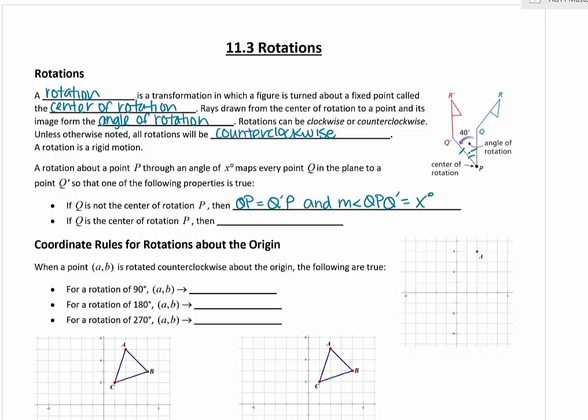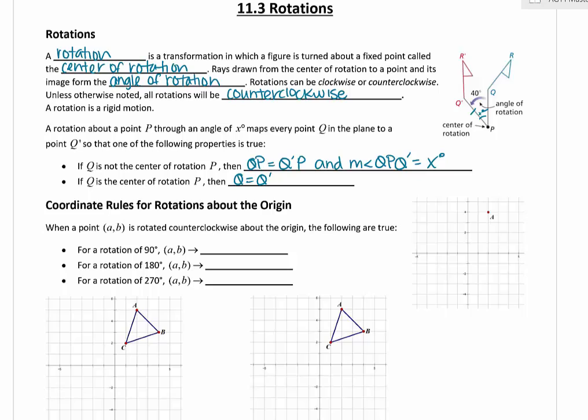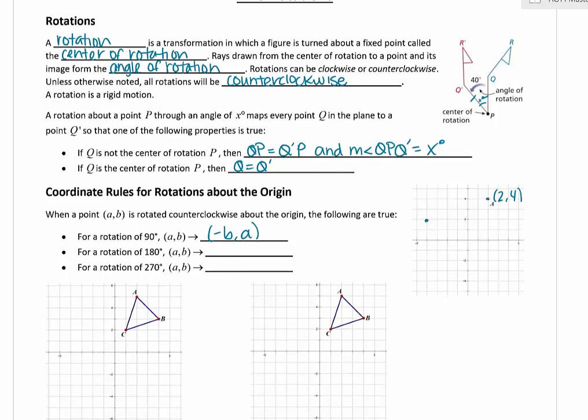If this here is x degrees, then the measure that's formed here is equal to that. And if Q is the center of rotation P, then Q would be equal to Q prime. If we're rotating something counterclockwise about the origin, all of the following are true. If I rotate this 90 degrees from (a, b), I'm going to be moving it to (negative b, a). So if this point is at 2, 4, a 90-degree rotation would be at negative 4, 2.